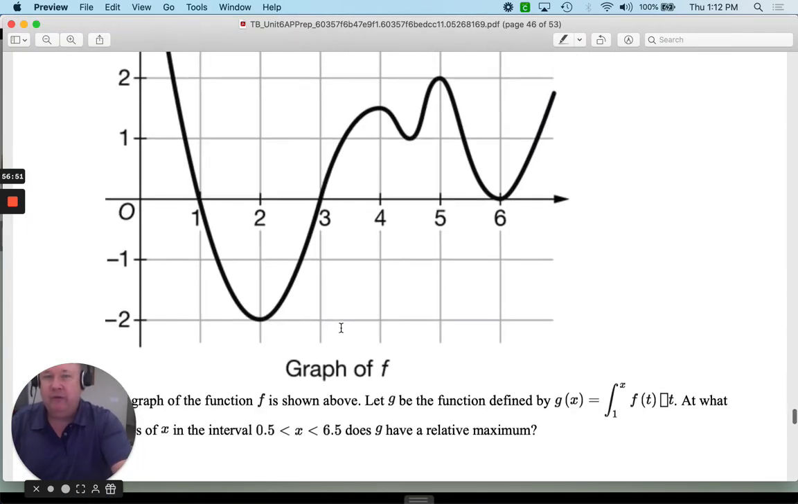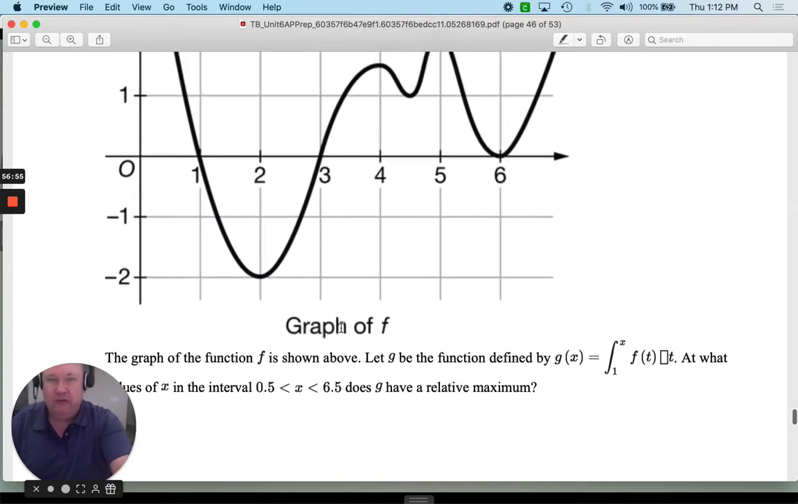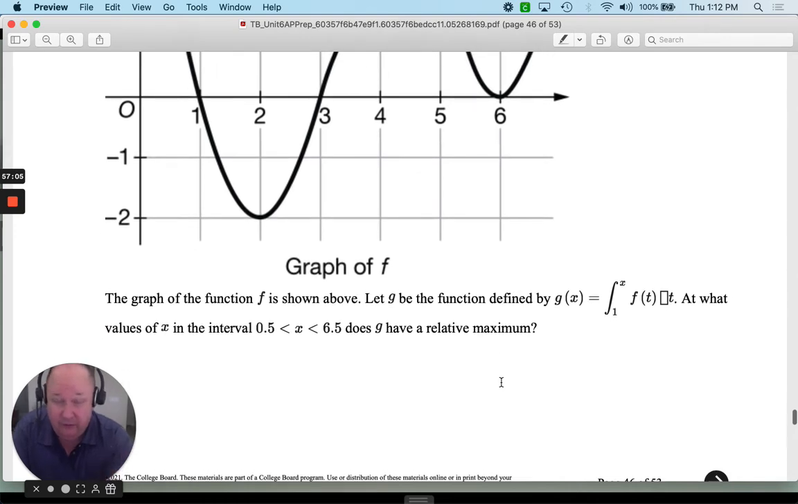For 76, you're given a graph. It says the graph of that. So let G, again, do you notice this form that it is? So G is this integration. So when you take the derivative, the derivative of G gives you increasing or decreasing or the relative maximum. If you take the derivative of G, it's just f at x. So that's the first thing we need to recognize. So for 76, the derivative of G is just f at x.